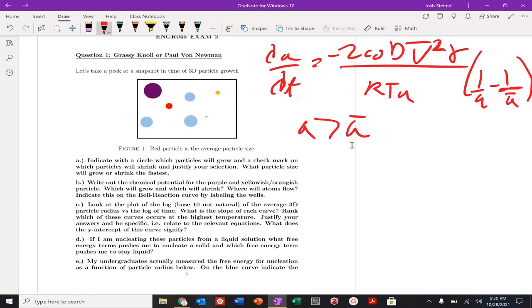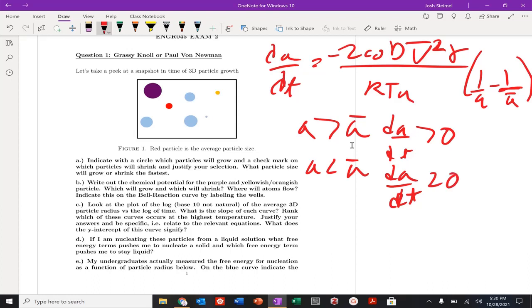So if A is greater than A bar, so 1 over 100 versus 1 over 10, then dA/dt is greater than 0. If A is less than A bar, dA/dt is less than 0. Kind of makes sense. Why?